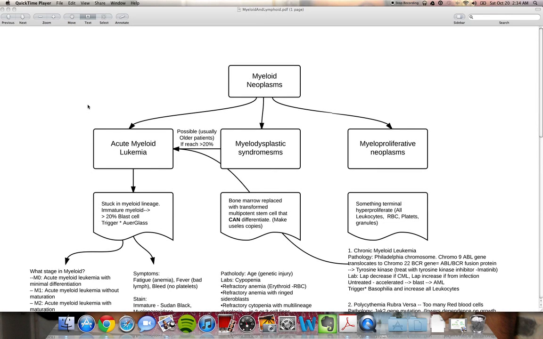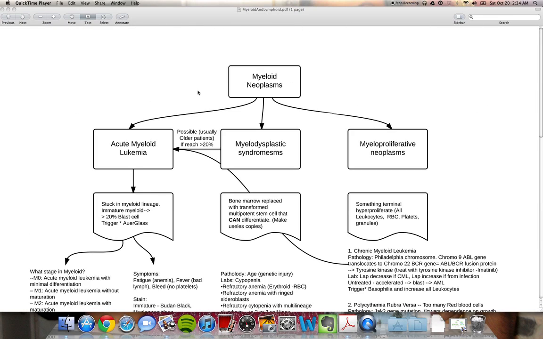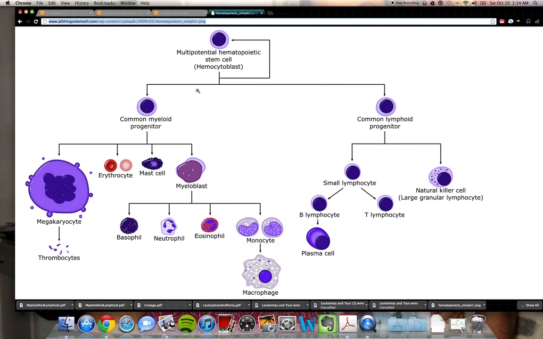Hi everyone. Okay, we're going to discuss myeloid neoplasms and lymphoid neoplasms. Before we get started, it's really important to understand the lineages. We have our stem cell in the bone marrow, which can go two different routes. One, it can go a myeloid route. Two, it can go a lymphoid route.